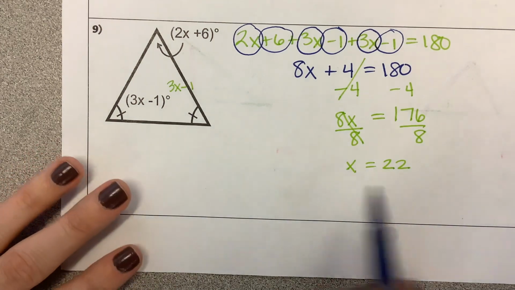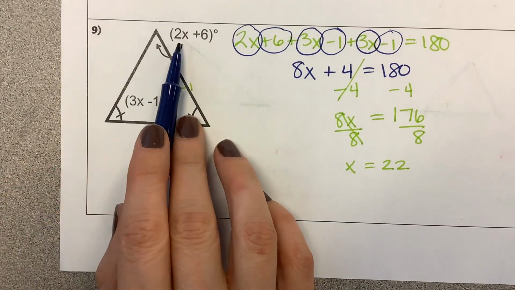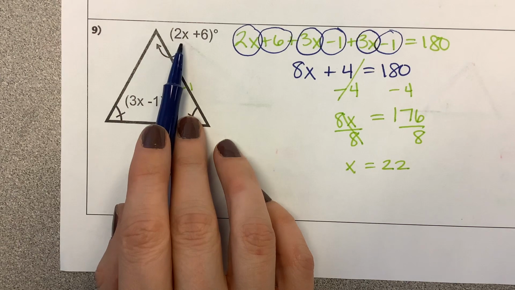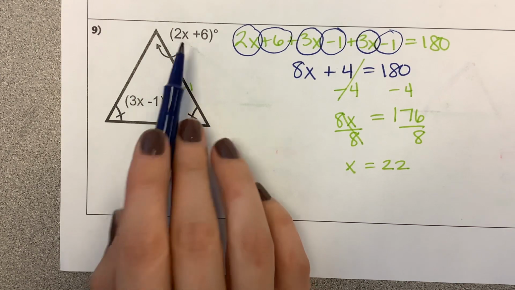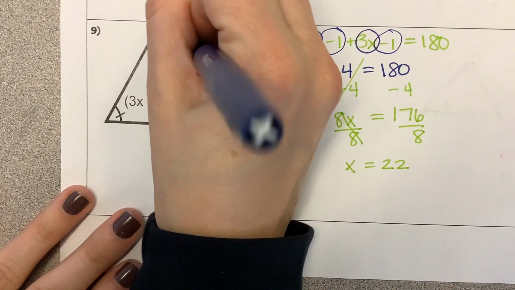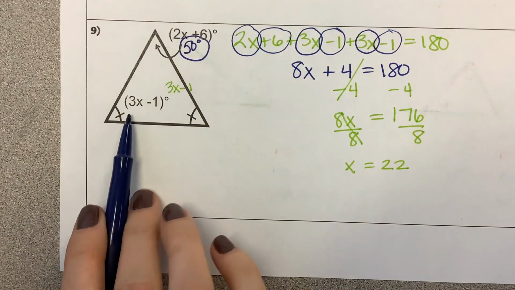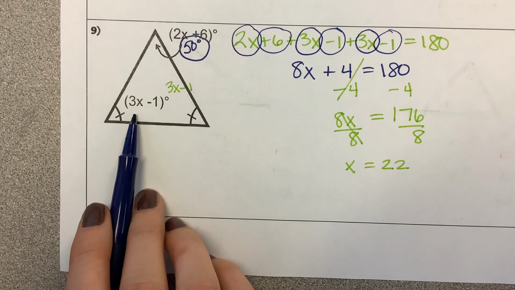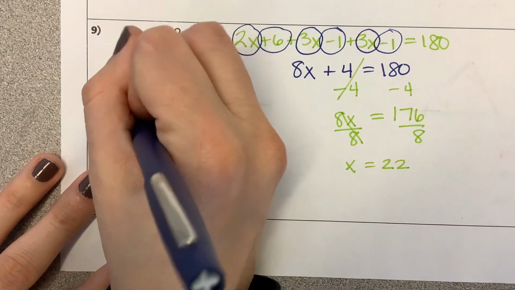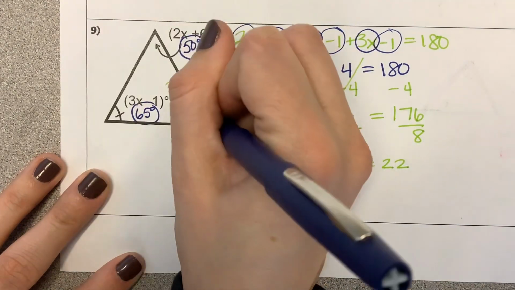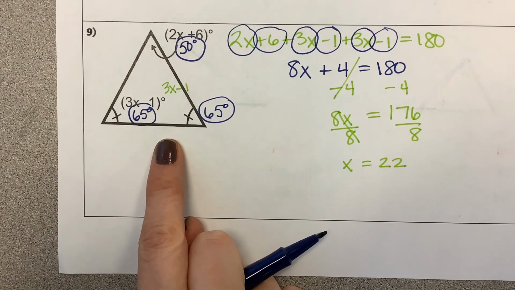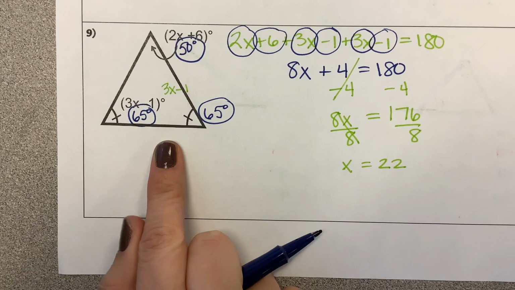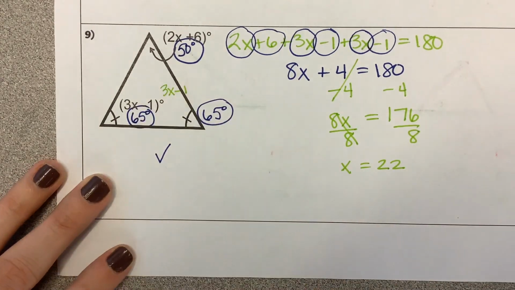So now I'm going to go back and plug that in. Here, 22 times 2 plus 6 is 50 degrees. And then here, 3 times 22 minus 1 is 65 degrees. So this should also be 65 degrees. Well, let's double check. 65 plus 65 plus 50. Does that give me 180? Yes, that worked.